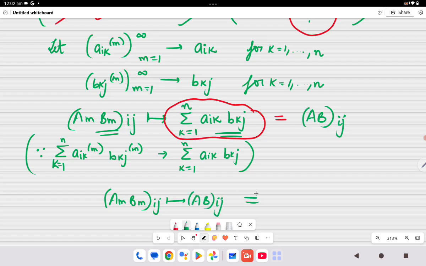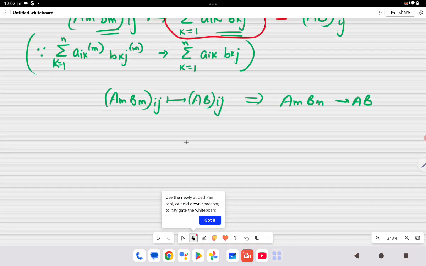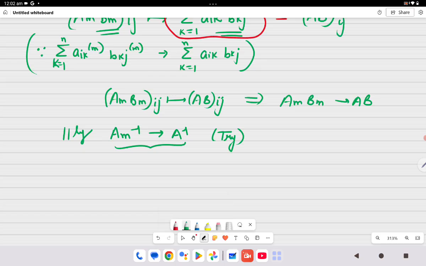and that implies AM BM convergent to AB. And on similar terms, one can prove, similarly, one can prove AM inverse, if I will take, it will be convergent to A inverse. Okay, you can try. So this was all. Okay, so here what we studied, let me give a recap.